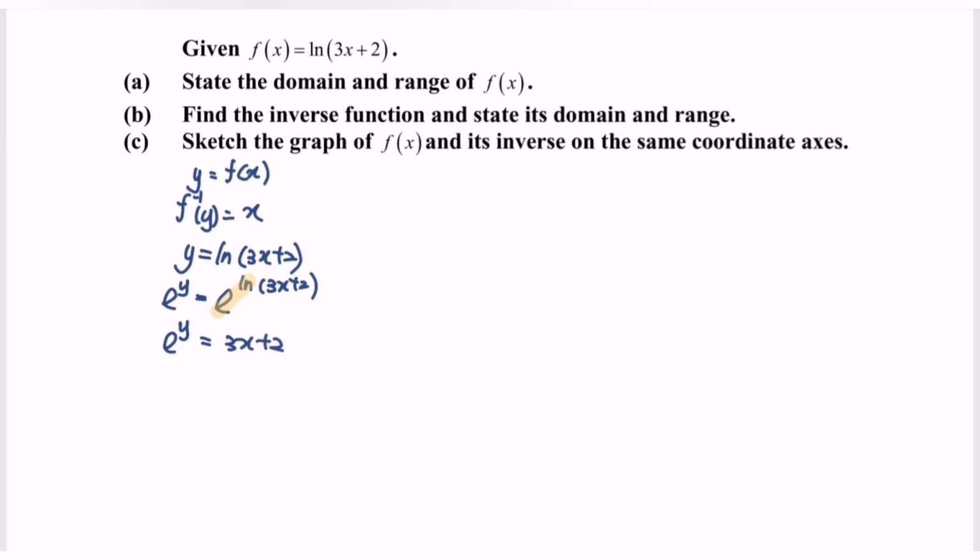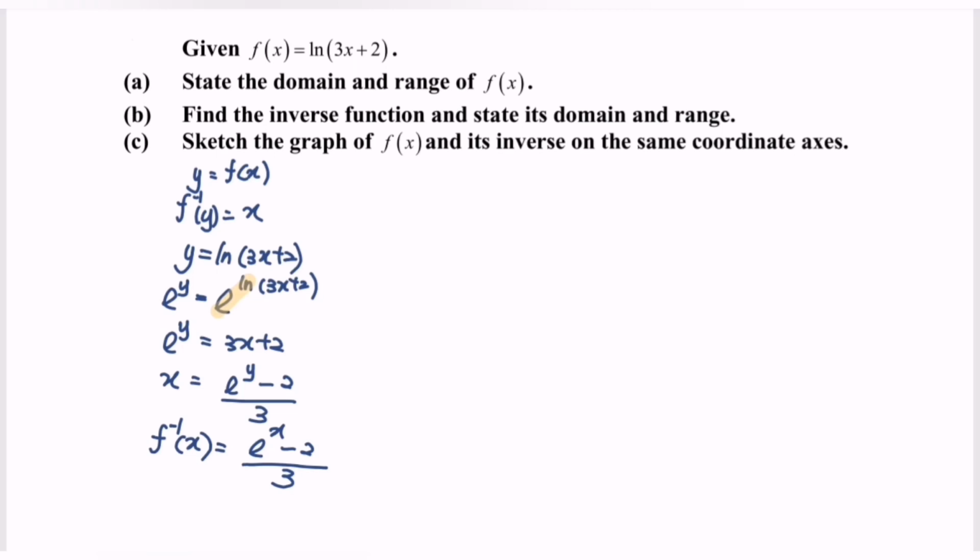Rearrange the situation. x = (e^y - 2)/3. So from here, we have f inverse of x = (e^x - 2)/3. So we have the f inverse. Then we are going to find the domain and range for f(x) and also its inverse.